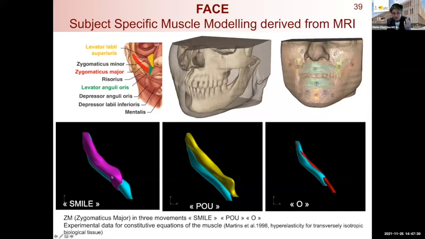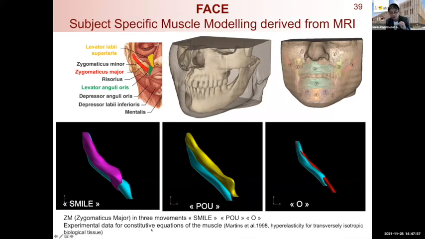You see, the different colors of the muscle show how the muscle is deforming according to the facial mimics that you want to address. I'm not going to show all the detail, but just to let you know that these experimental data are very, very important because they allowed us to provide physical data for our mechanical behavior.